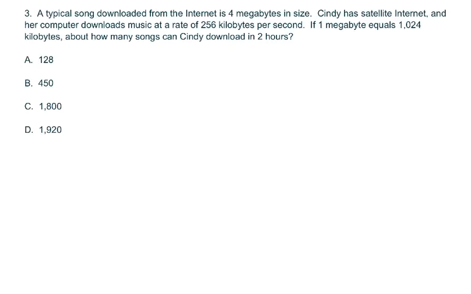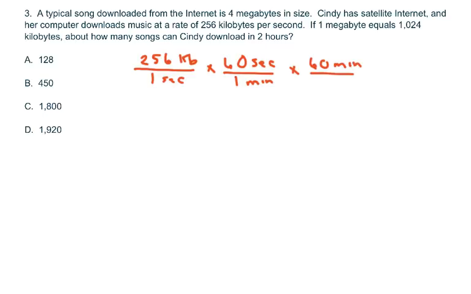And next one, same thing. Read it and pause it. When converting lots of units, use the factor label method. So basically what you're doing is you're taking 256 kilobytes over 1 second times 60 seconds over 1 minute times 60 minutes over 1 hour times 2 hours. And what happens is the seconds cross out, the minutes cross out, and the hours cross out. And so this answer would be 843,200 kilobytes.